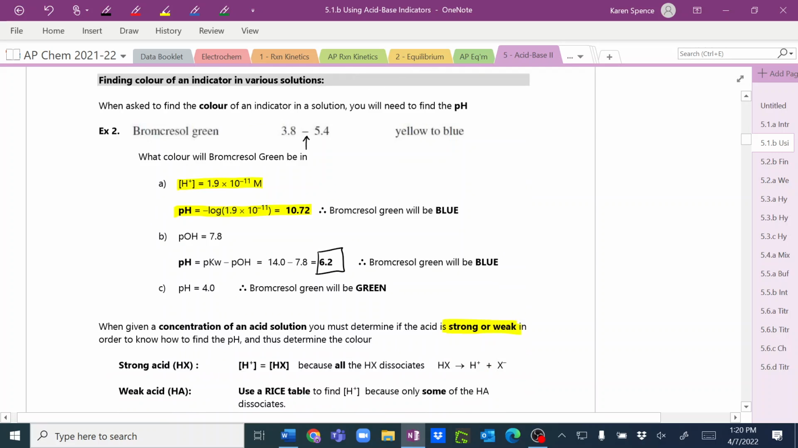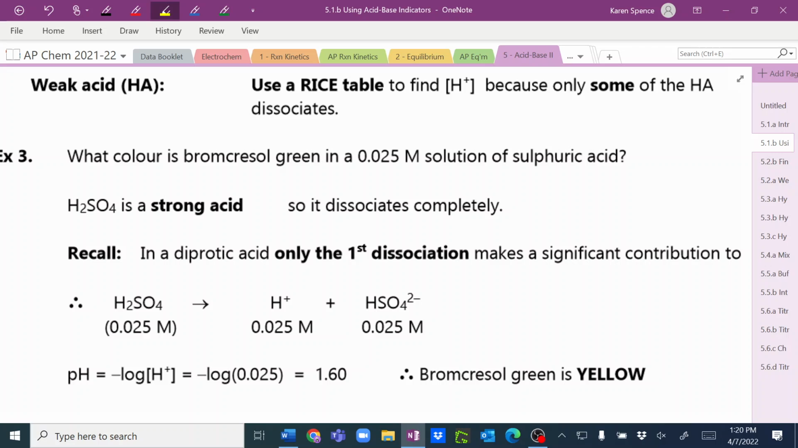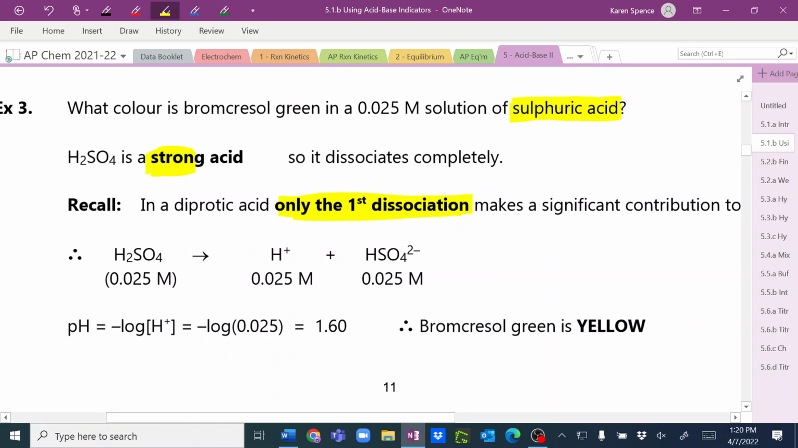Okay, so going back though, if we say sulfuric acid, what do you know about sulfuric acid? Sulfuric acid is strong. And remember, in a diprotic acid, which dissociation matters? Only the first one. So 0.25 gives us 0.25, it's 1 to 1. Take the negative log of that and you get 0.60, which means that bromcresol green is yellow. Yes?